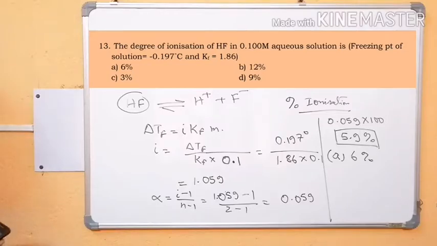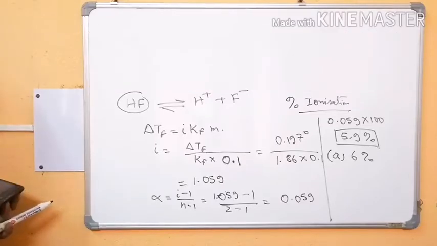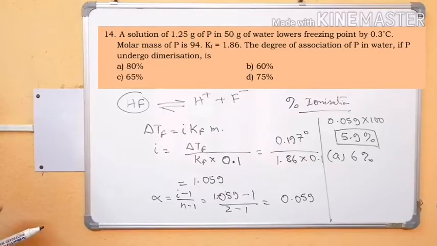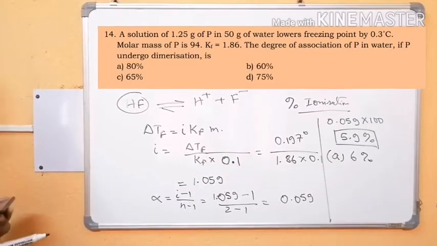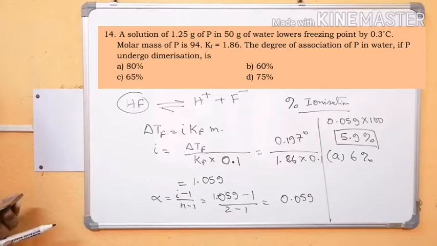Okay, let's move to the next question. The next question reads like this: a solution of 1.25 gram of P in 50 gram of water lowers the freezing point by 0.3 degree. Molar mass of P is 94, Kf is 1.86. Find the degree of association of P in water if P undergoes dimerization.